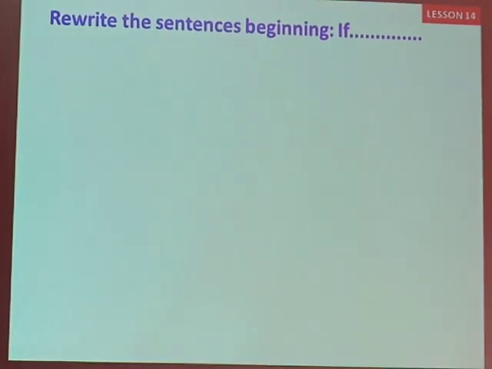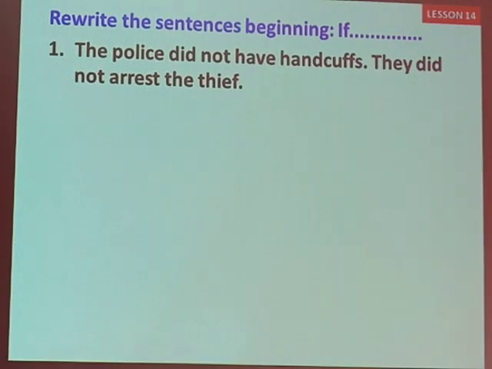We proceed to another instruction. You had been given another instruction, and this instruction reads, rewrite the sentences beginning if. The first sentence under this instruction was, the police did not have handcuffs. They did not arrest the thief. You need to note that the noun, the police, is a plural subject. So it must take a pronoun, they. That's why we have they in the second clause. So when we join the two, beginning with if, we must have if 3. Why? It is a rejected condition.